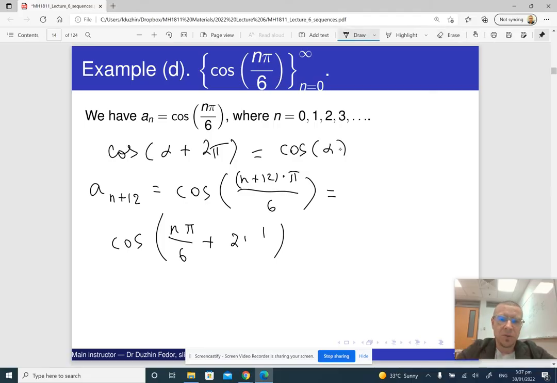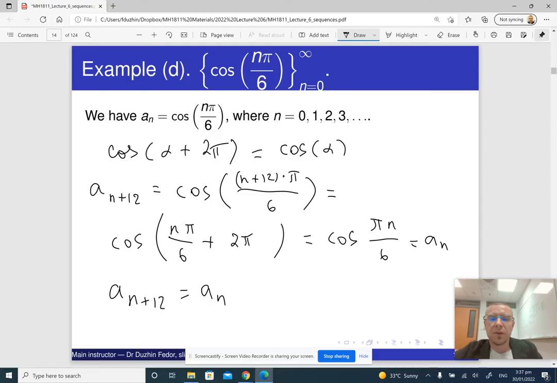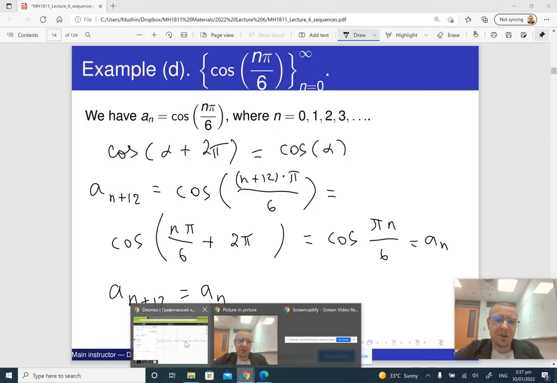So this is 2 pi. So this is really just cosine of pi n over 6, which is a n. All right, so what we found here is that a n plus 12 equals a n. So this means that elements of the sequence are going to repeat after 12 terms. And this is what it looks like.